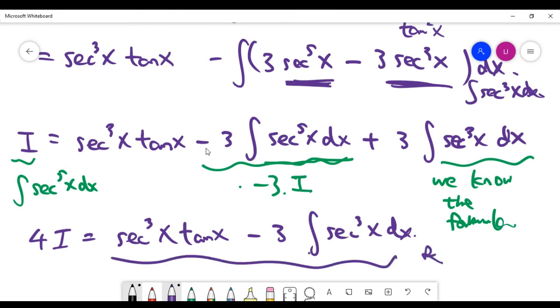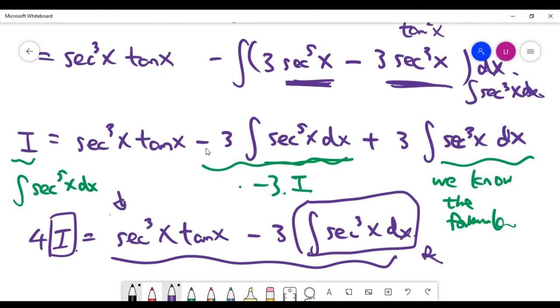Please note that we have the formula for the integral of secant cube x already. You just have to replace that. And of course, you know I now. You just have to divide the whole expression on the right-hand side by 4, and that's basically the answer to the integral of secant to the power 5x. I'm not going to write the answer down. I trust that you're able to do that, because I'm just giving you the hint for this problem.